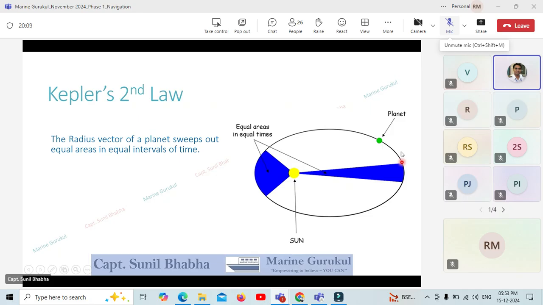Now, in this interval of 30 days, the radius vector of the planet has covered an area which is shaded in blue. This is the area swept by the radius vector of the planet in a duration of 30 days. Now, after this, we stop our observation. The planet keeps on moving on its orbit.